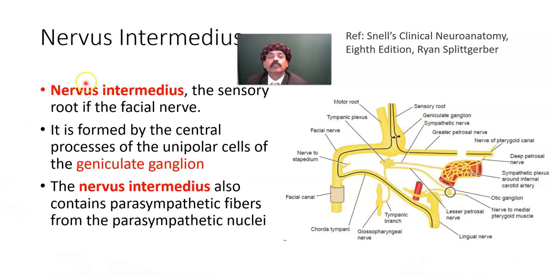So this is the nervus intermedius. The sensory root of the facial nerve here is formed by the central processes of the unipolar cells of the geniculate ganglion. This is the geniculate ganglion. So it receives the sensory root. It also receives the parasympathetic nuclear contribution. The nervus intermedius also contains parasympathetic fibers from the parasympathetic nuclei.